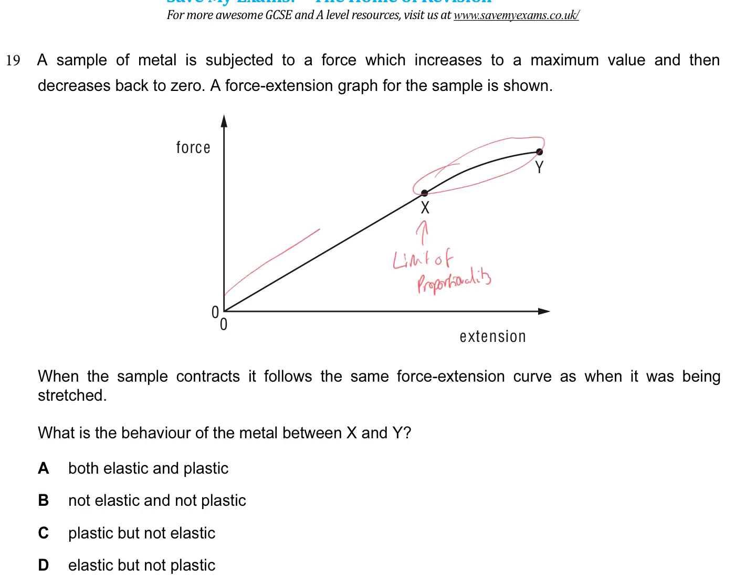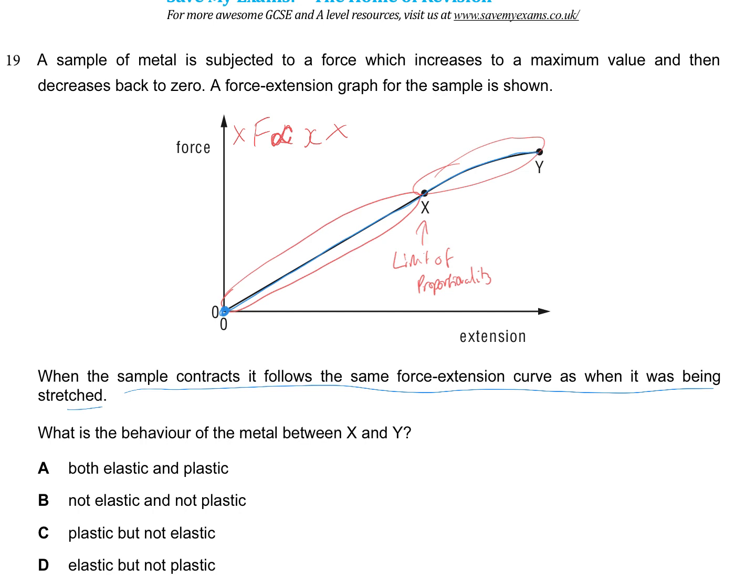The limit of proportionality just tells us it stopped being a straight line and force has stopped being proportional to extension. So it stops obeying Hooke's law. That's all it tells us. Now, the key bit of information here is that the sample contracts, it follows the same curve as it was stretched. So basically, when you remove the force, it goes back along this line and ends up back here. Well, if it ends up back here, that tells you that there's no permanent extension.